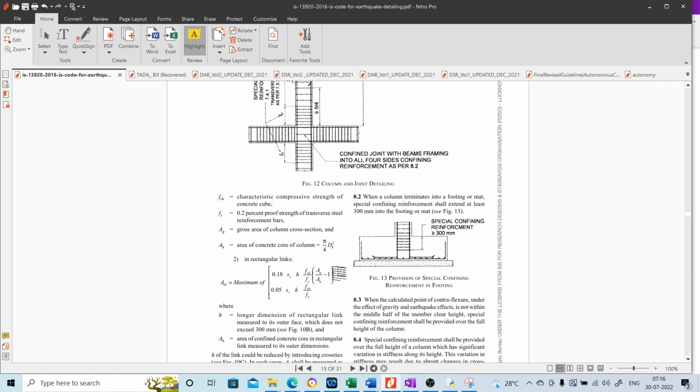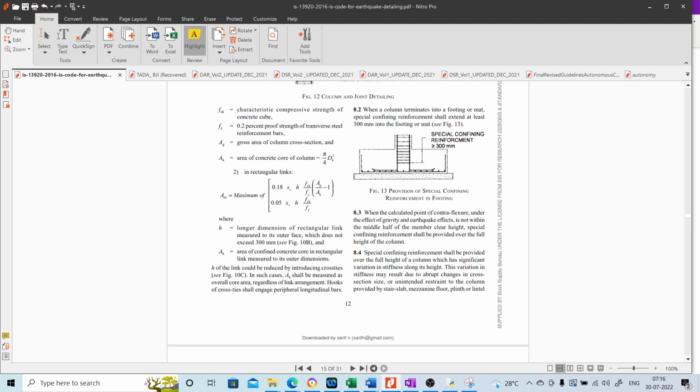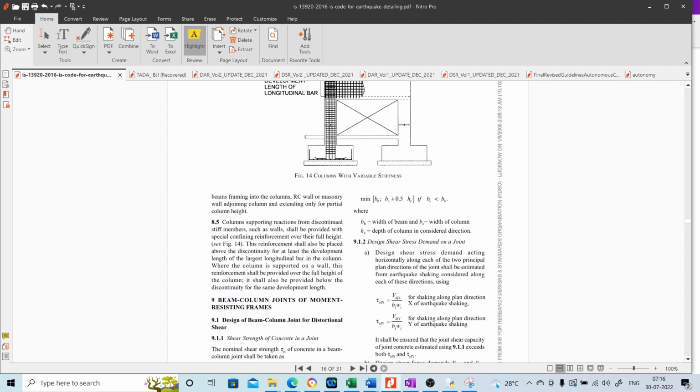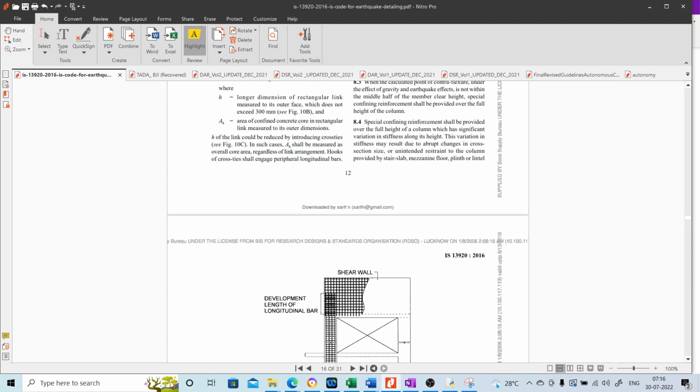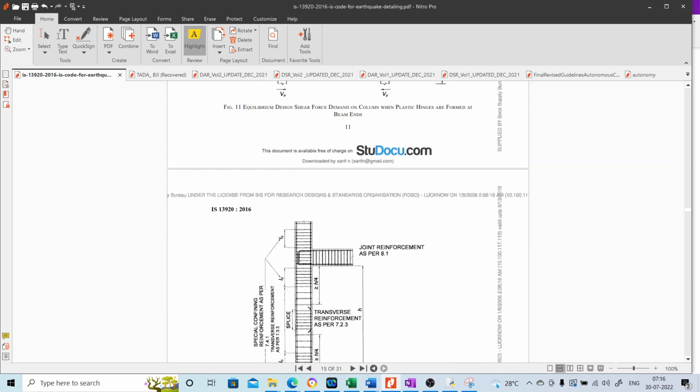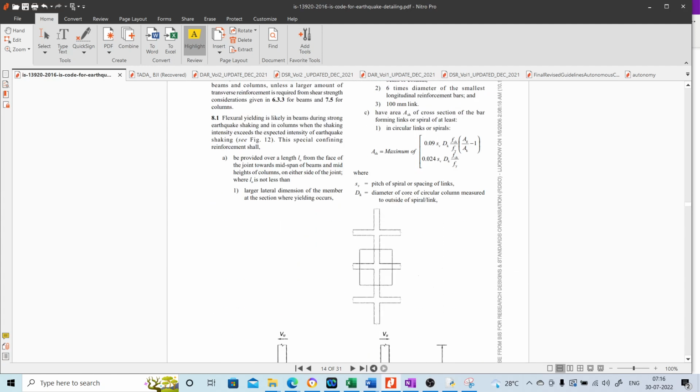Then Ag by Ak minus 1. Ag is the gross area of the column and Ak is the area of the column core, or the confined core. We will see what it is. Okay, so these are the basic things that are required to solve the problem. At this point, let us try to see how to design a column with these preliminary things that we have known. We will come back to this and look into the code provisions as and when it arises.